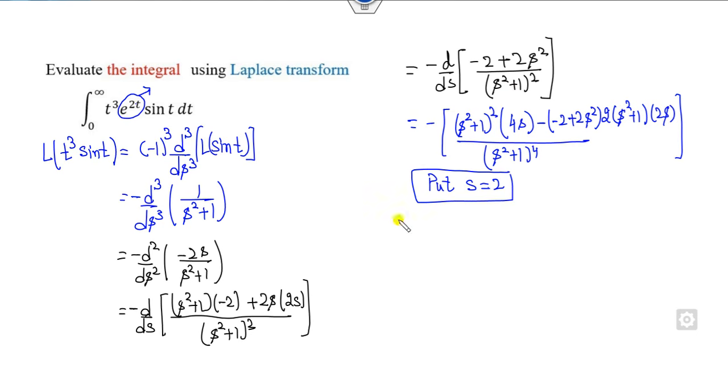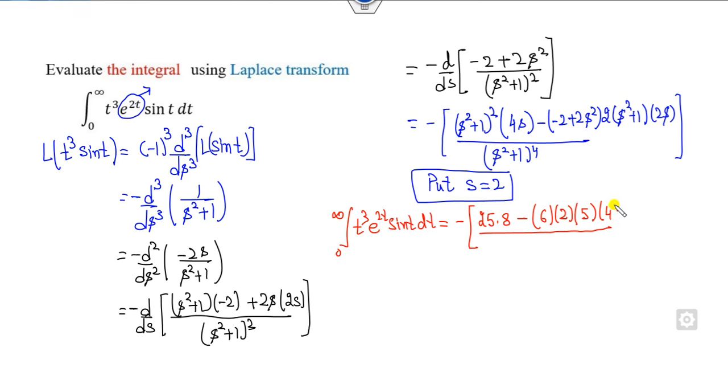So when you substitute s equal to 2, the left-hand side becomes the integral of t cube e raised to power minus 2t sine of t dt, which is minus divided by, when s is equal to 2, 4 plus 1 is 5, 25 into 8 minus, s equal to 2 is 4, 2 into 4 is 8, 8 minus 2 is 6 into 2, 4 plus 1 is 5, and 2 into 2 is 4, divided by 4 plus 1 is 5 raised to power 4. So now you can simplify it, you will get the right answer.